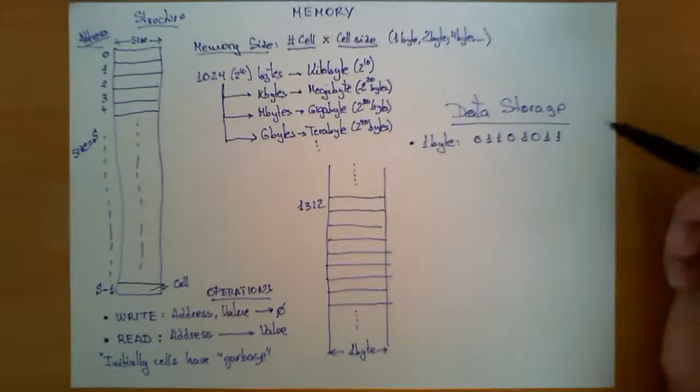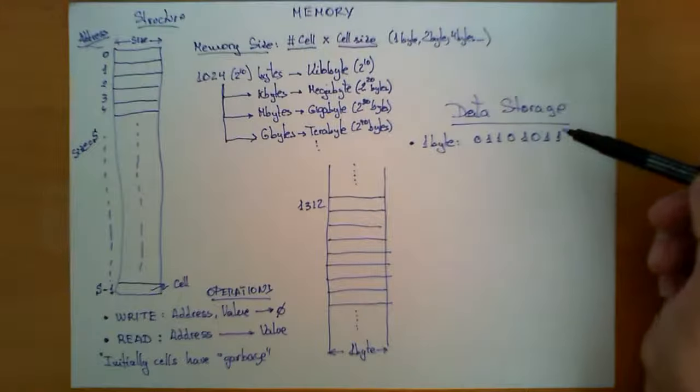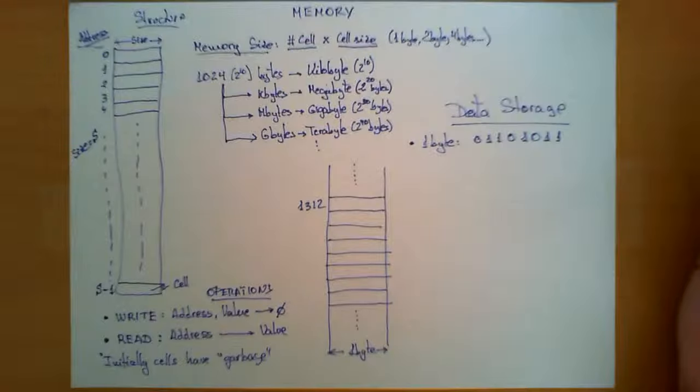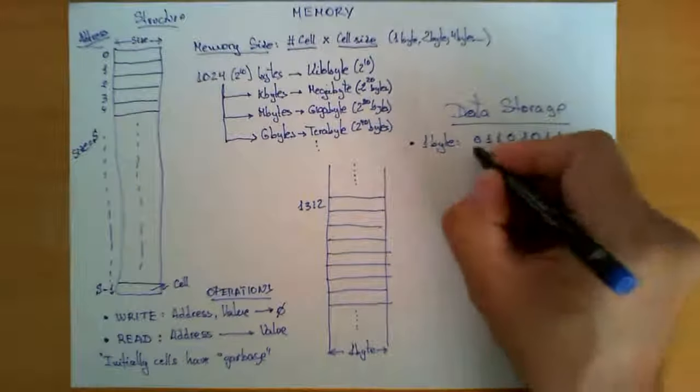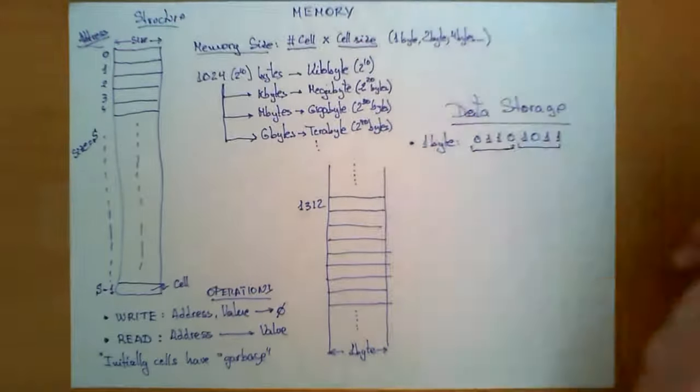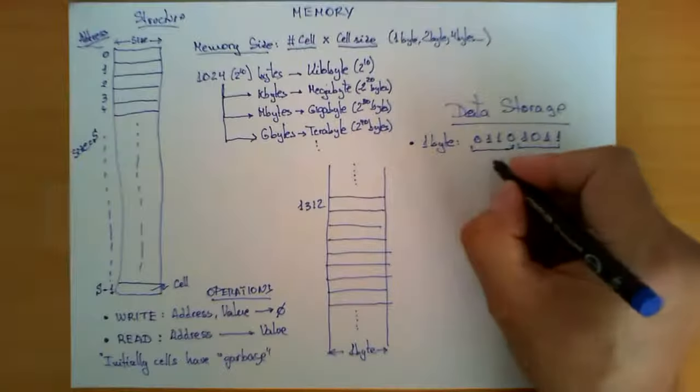But you'll agree with me that this is a little bit cumbersome to manipulate, and the trick we learned before is that we can group these bits in groups of 4 and translate them into the hexadecimal notation. This is a 6 and this is a B.